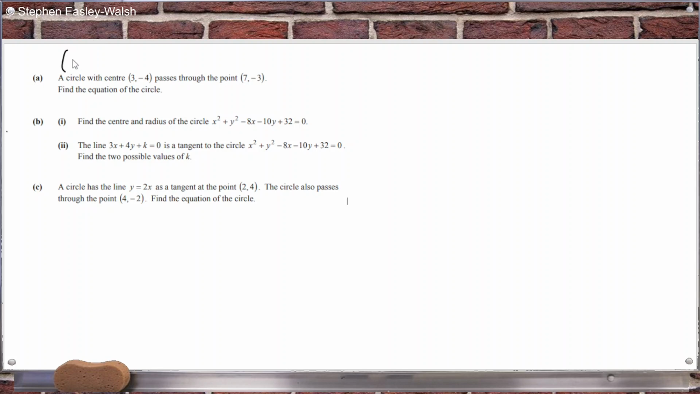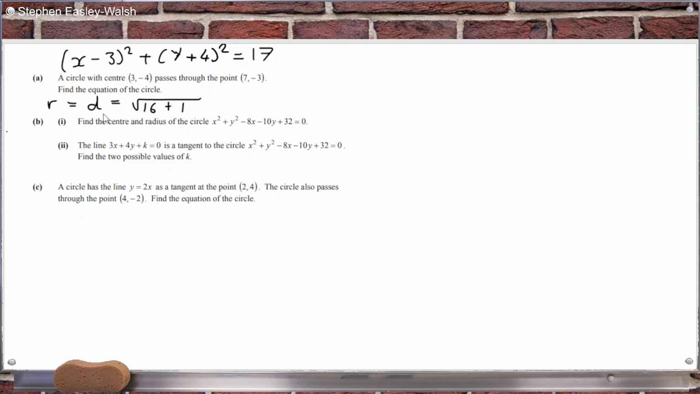What's the equation of the circle? Well, that's pretty straightforward. That's x minus 3 squared plus y plus 4 squared. Not as easy as I thought, because we do not have the radius. I'll have to calculate that. So the radius will be the distance between those 2 points. That is the square root of 16 plus 1. So that would equal 17 then.